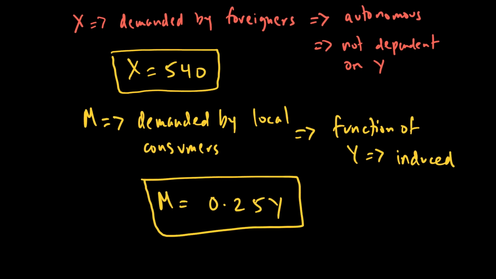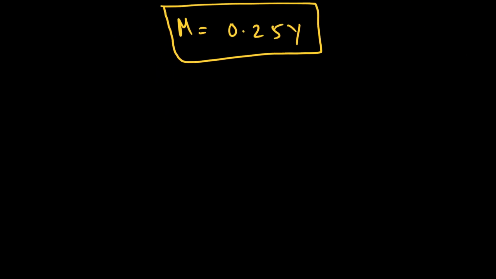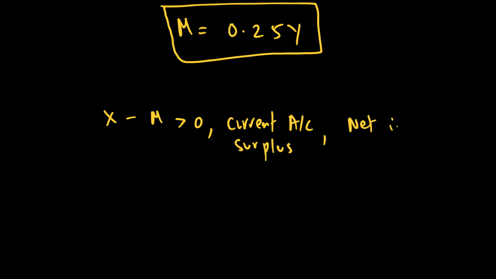Before I move on to our AE function, I want to talk about one quick thing which comes up a lot in MCQs: if X minus M is greater than 0, this means more exports are coming in than imports going out. This is sometimes what we call a current account surplus, but it is also what we call net injections, the money coming into the economy rather than going out. So the trade flows are positive and therefore there is a net injection.